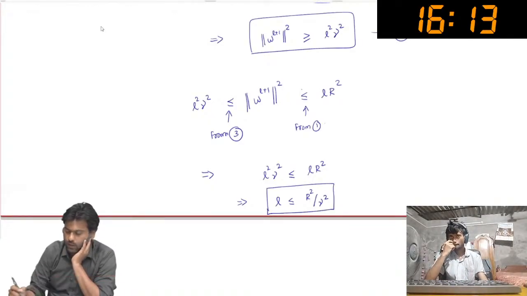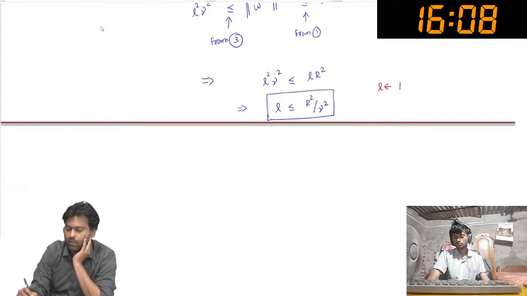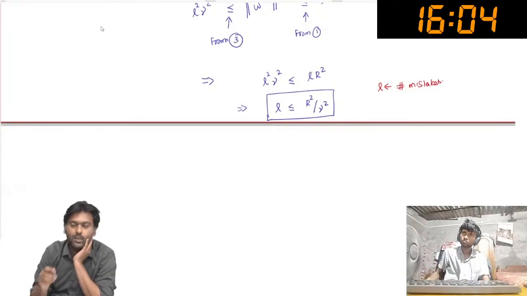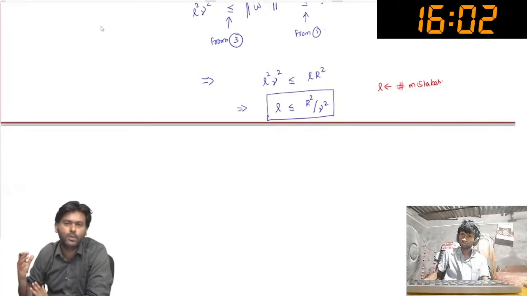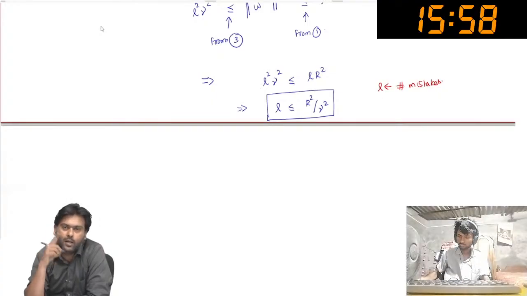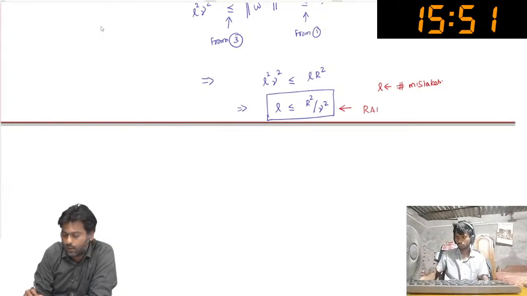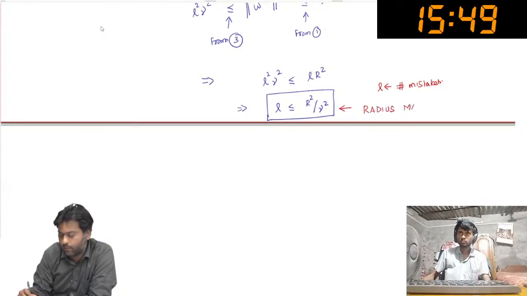Now what does this mean? This is telling us what L is. L is the number of mistakes that we make in our algorithm, and now we are saying that this is bounded by a term R squared by gamma squared, where R is the radius of our data, and gamma is the margin of the optimal separator, right? So this bound is what is called the radius margin bound.